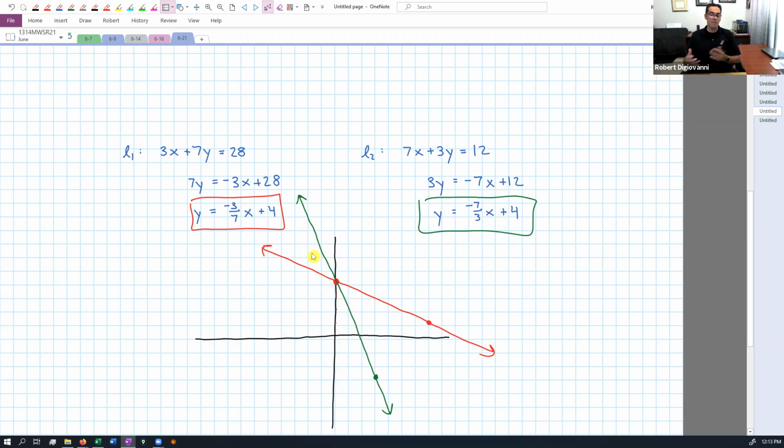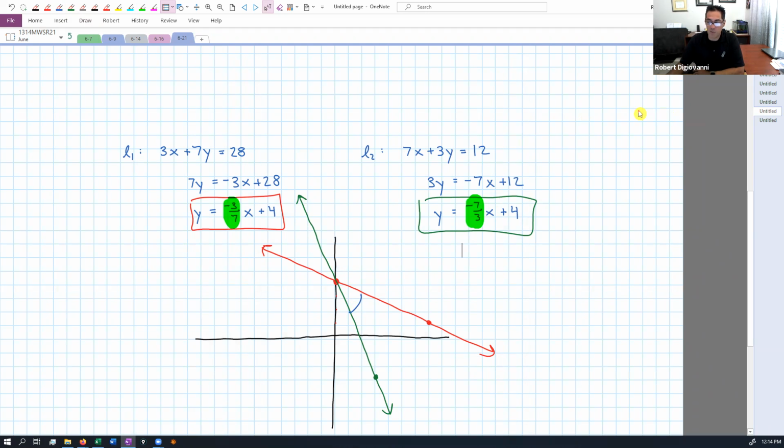And you can kind of see from this picture that they're definitely not parallel, but they're not quite perpendicular either, because this is not a square, right? So you've got to be careful on these slopes to make sure that for the opposite reciprocal, the sign has to change also.